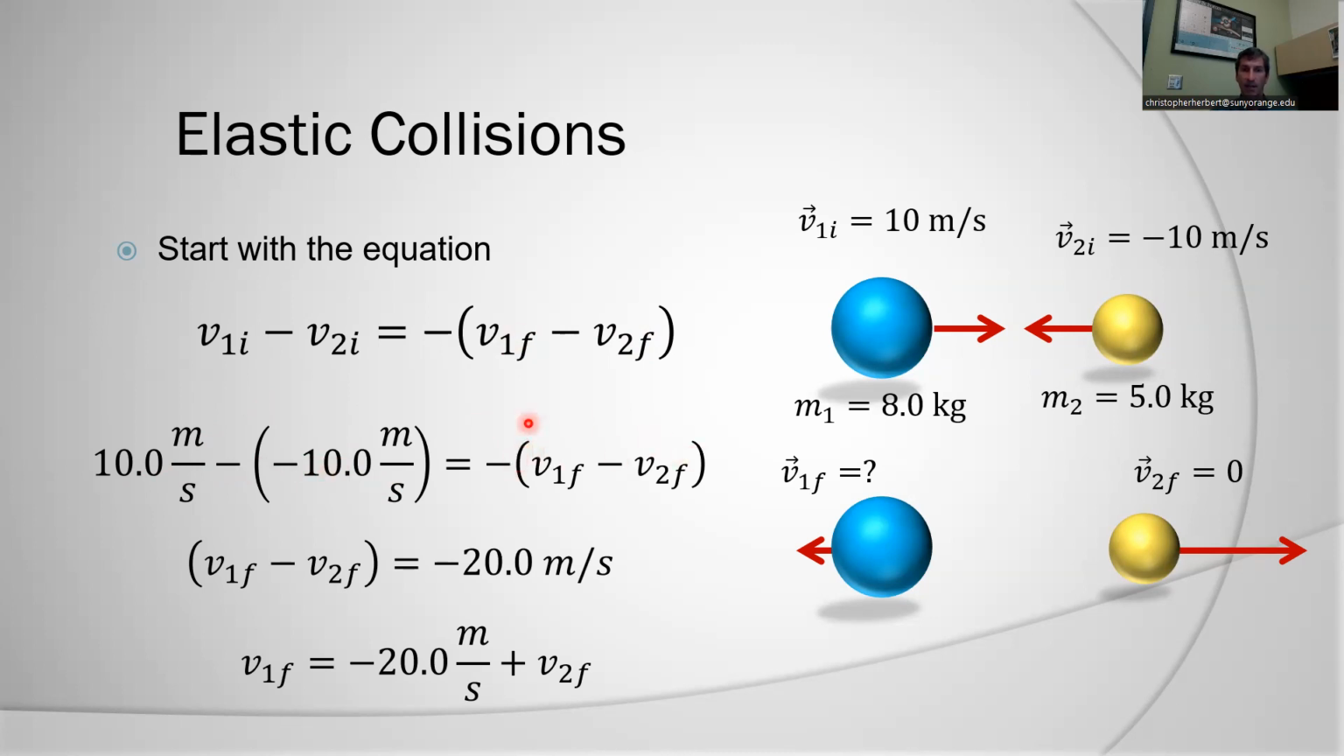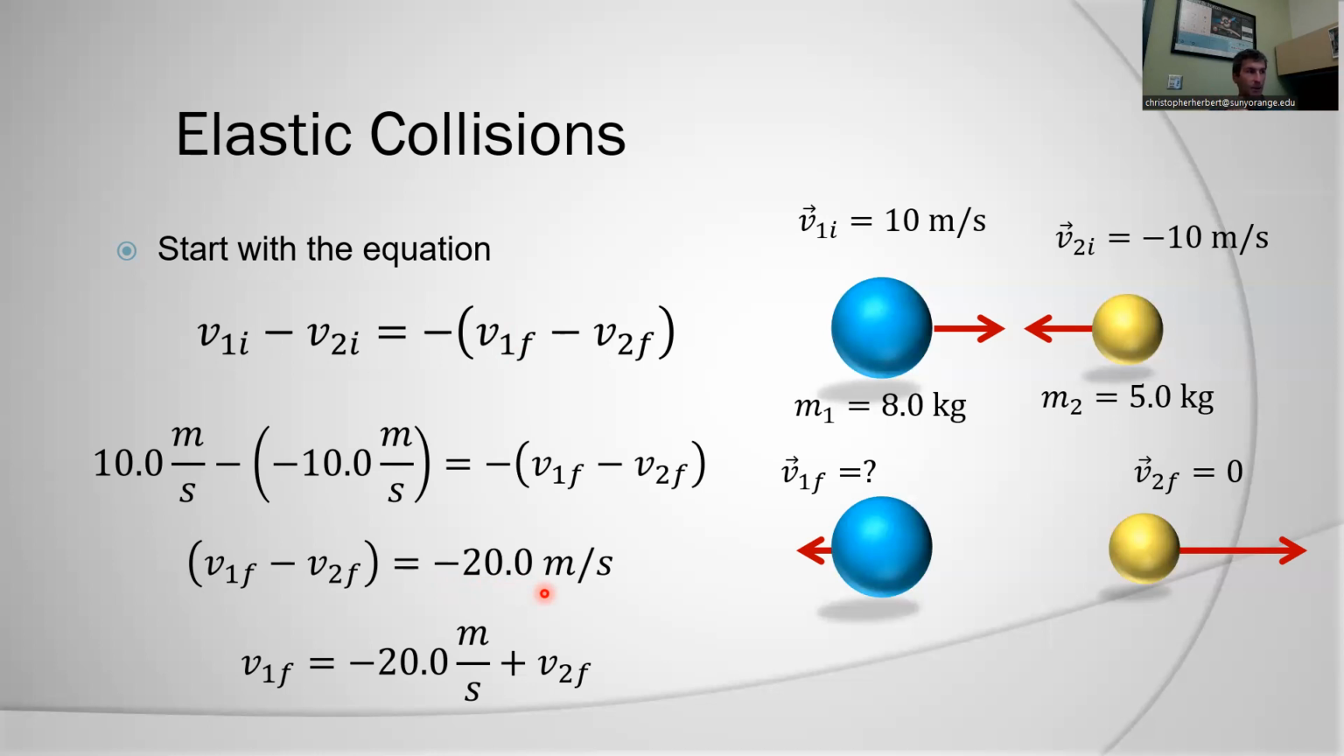And then on this side, I still have negative V1 final minus V2 final. Okay? So that equals 20. I flip the negative sign. So now I get V1 final minus V2 final equals negative 20. And I want to put one of the velocities in terms of the other because I'm going to plug that into my conservation of momentum equation.